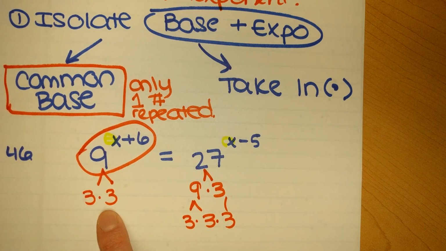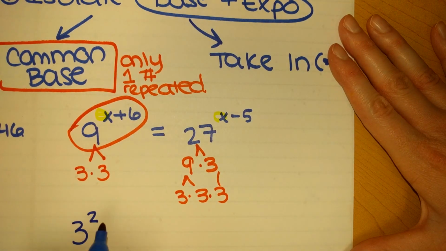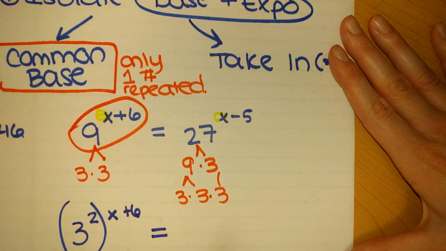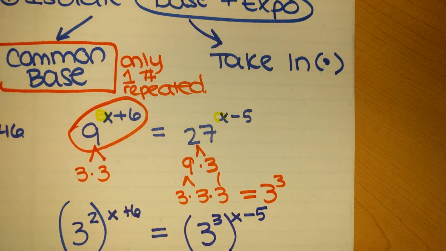So our 9 is going to be replaced with 3 squared. When we make that replacement, it is not just the x that is going to get the 2, but also the plus 6. So all of this 3 squared is then going to have an exponent of x plus 6. Now, the 27 is equal to 3 to the third power. So we are going to replace 27 with 3 to the third, and then it's raised to the x minus 5. Now, be super careful here.